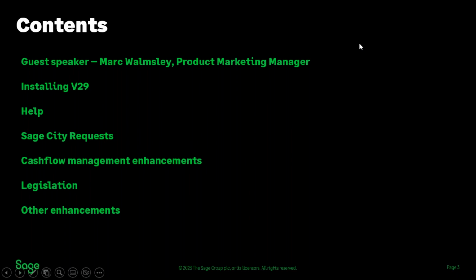Okay, so first of all, let's have a look at what we're going to cover. First, we're going to have a guest speaker in the form of a video, from Mark Walmsley, who is our product marketing manager for Sage 50 Accounts. I'm going to then talk very briefly around installing version 29. And then we're going to look at some of the new features. I'm going to look at the help feature and also the Sage City requests before handing over to Michael, who will look at the cash flow management enhancements, legislation, and some of the other enhancements as well.